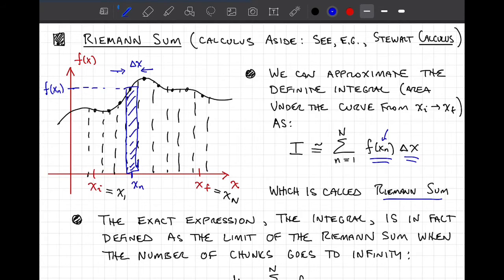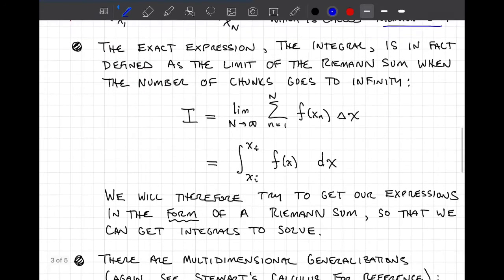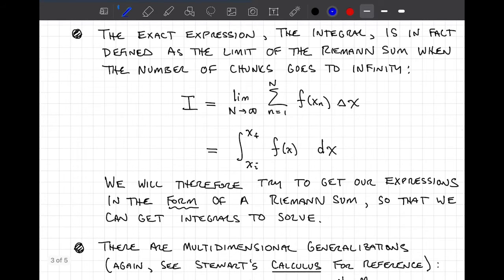Now what's the use of the Riemann sum? Well, you can imagine that instead of chopping it up into some 9 pieces like I did here, you could chop it up into more pieces. And of course, as those rectangles get skinnier and skinnier, you get closer and closer to the actual value of the area under the curve. And the way we represent that is that the exact expression for the area under the curve, or the exact expression for the integral, is just the limit of the Riemann sum when the number of chunks goes to infinity.